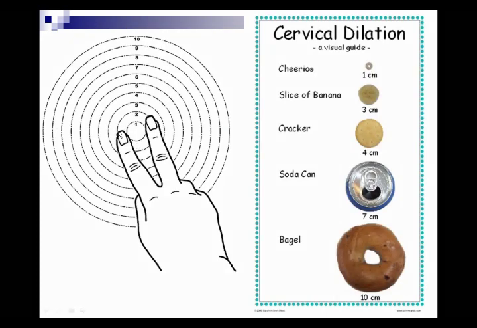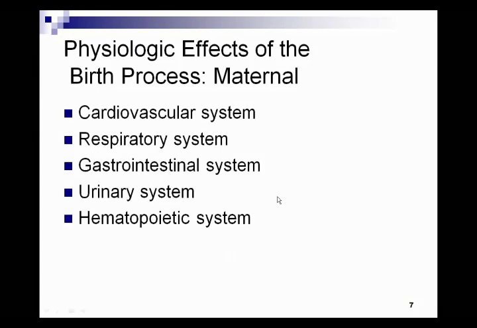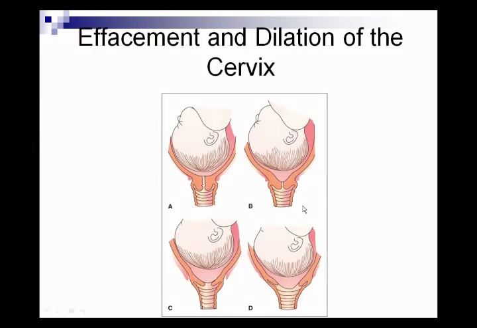So for cervical dilation, through the whole phase of labor, they go from 0 to 10, and we can check that by doing a vag exam. And this is just to give a visual guide of what 1 centimeter is compared to 10 centimeters, which is about the size of a bagel. Here's effacement and dilation. So over a period of time, this will thin out to be very thin. Most of that happens in the latent phase, and then it starts to pull apart to the size of about a bagel, 10 centimeters.